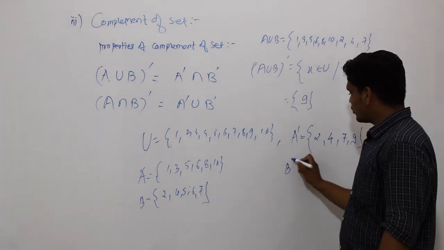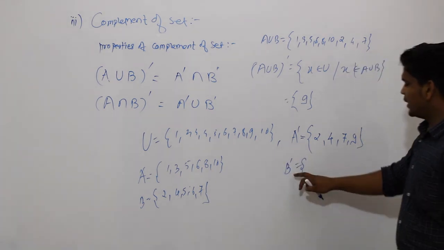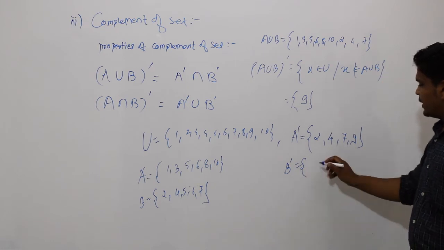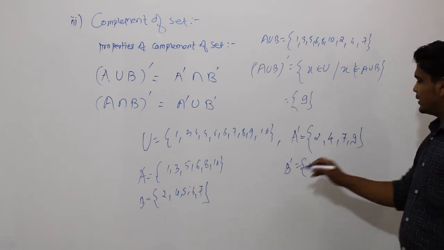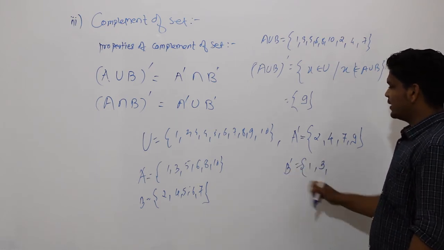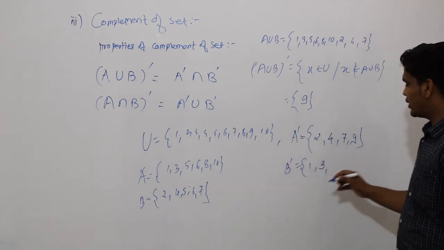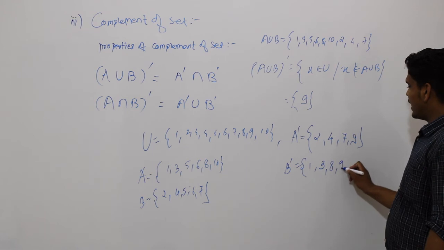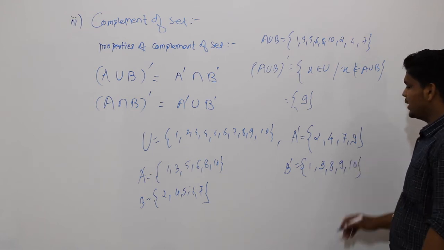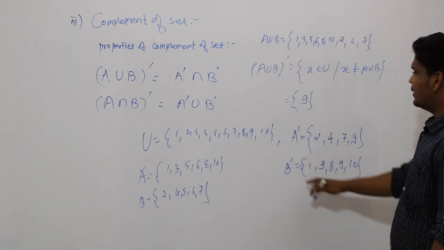Now like this I will calculate my B complement, which is nothing but elements of U that are not in B. 1 is there, now 2 is in B, therefore I will not take 2. 3 is there, 4 is there, therefore I will not take. 5 I will not take, 6 I will not take, 7 I will not take. I will take 8, 9 and I can take 10 also. Okay, this is my A complement and B complement.